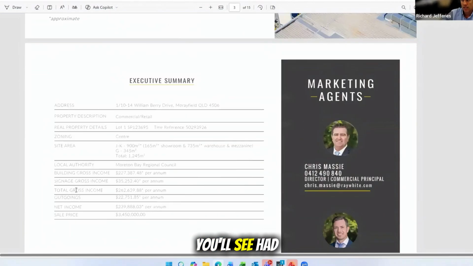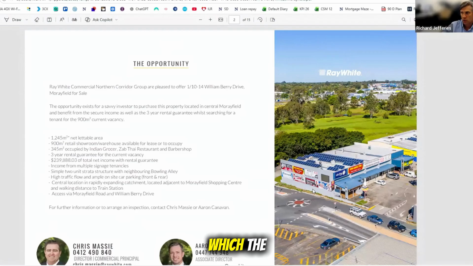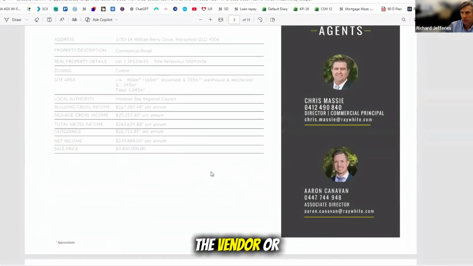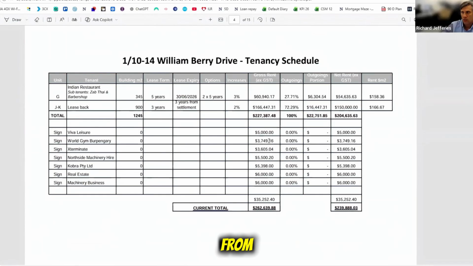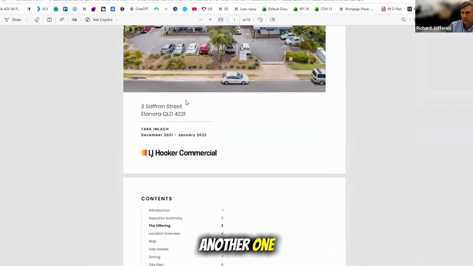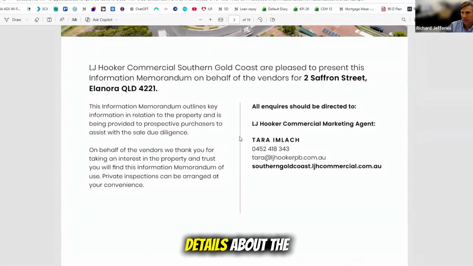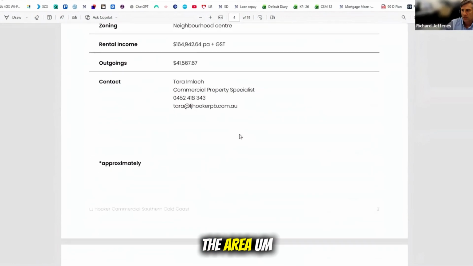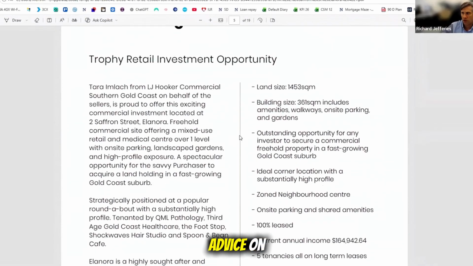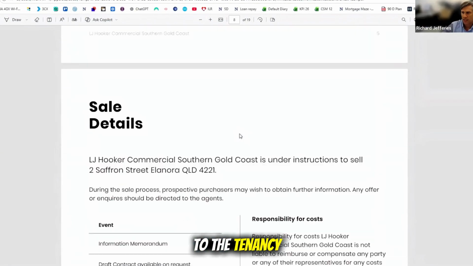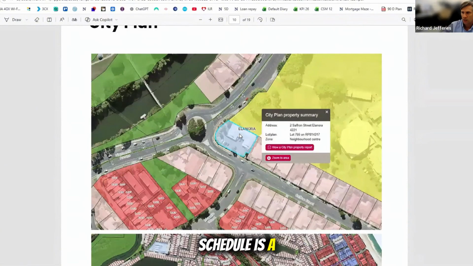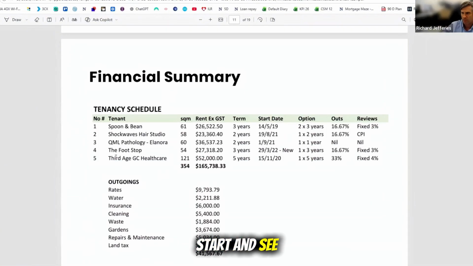This particular property, you'll see, had some signage, which the vendor or the owner was receiving income for. What would be interesting to know is whether there are any lock-in contracts with those companies that have signage there. And then finally, another one, so you can see commercial property here has multiple tenants. So lots of details about the property, the zoning, the area, all of which you can get advice on. But coming down to the tenancy schedule is where we can start and see 5 different tenants.